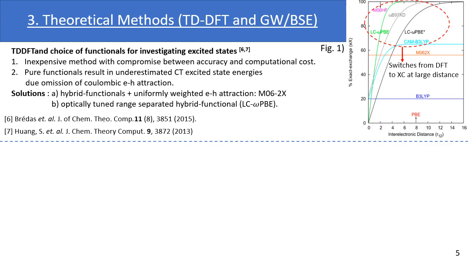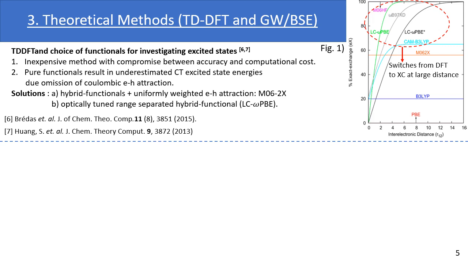Now we discuss the theoretical methods we use to calculate the excited state energies. First, we discuss the time-dependent density functional theory. The TDDFT is an inexpensive method with a reasonable compromise between the accuracy and the computational cost. However, one must keep in mind that pure functionals underestimate charge transfer excited state energies due to the omission of Coulombic electron and hole attraction.